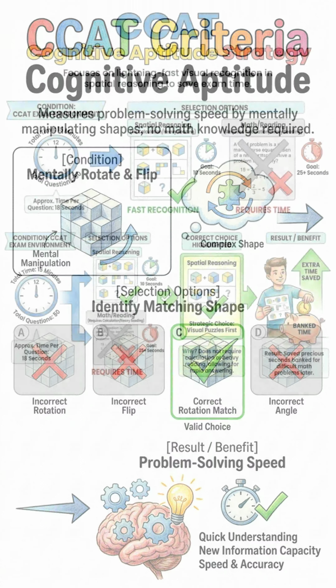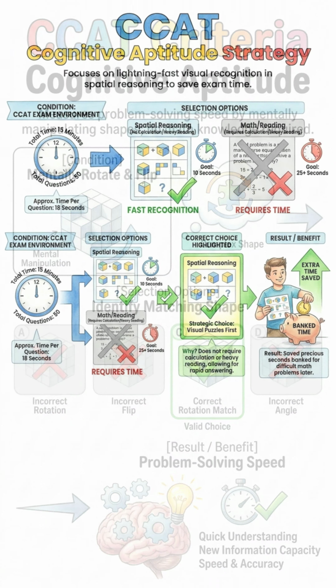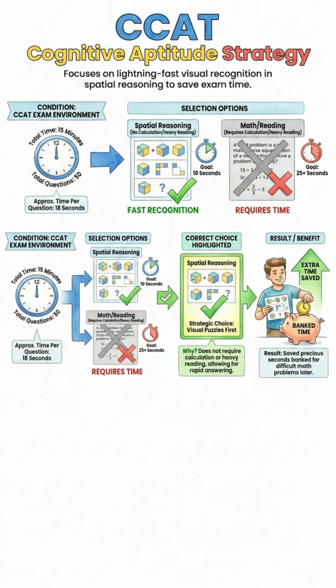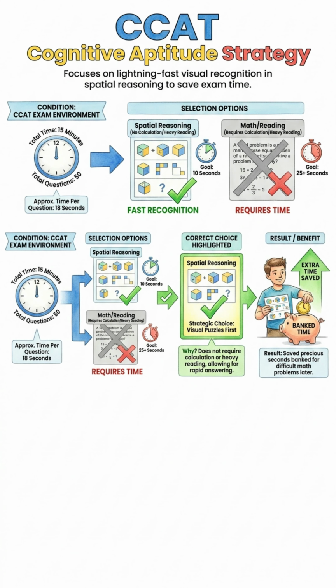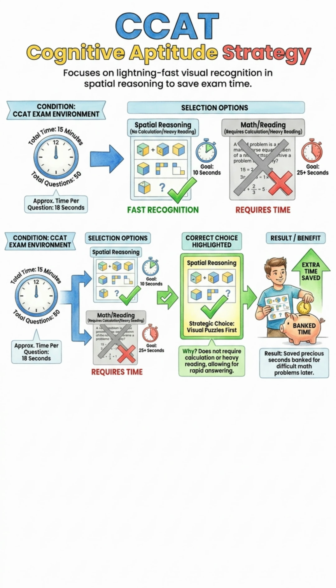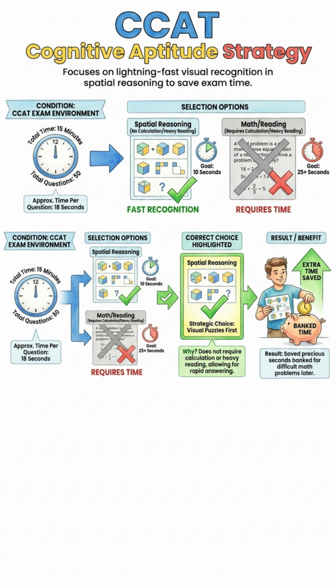Before we dive into specific shape rules, we must talk about the environment of the CCAT exam itself. You only have 15 minutes to answer 50 questions across all categories, which means you have roughly 18 seconds per question. Because spatial reasoning questions do not require calculation or heavy reading, they are your best opportunity to save precious time. If you can answer a spatial question in 10 seconds, you just banked extra time for a difficult math problem later. Therefore, our goal here is not just accuracy, but lightning-fast visual recognition.